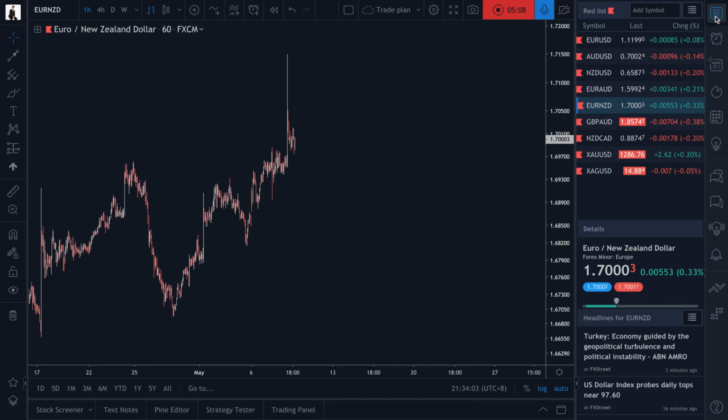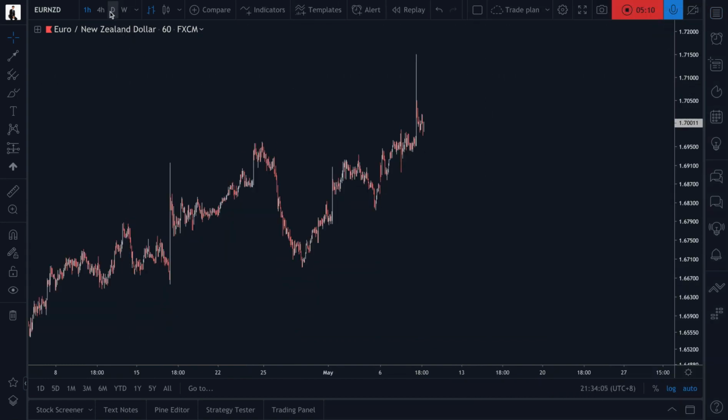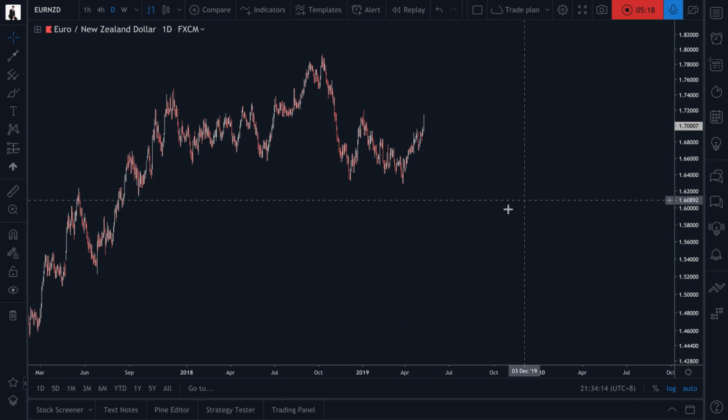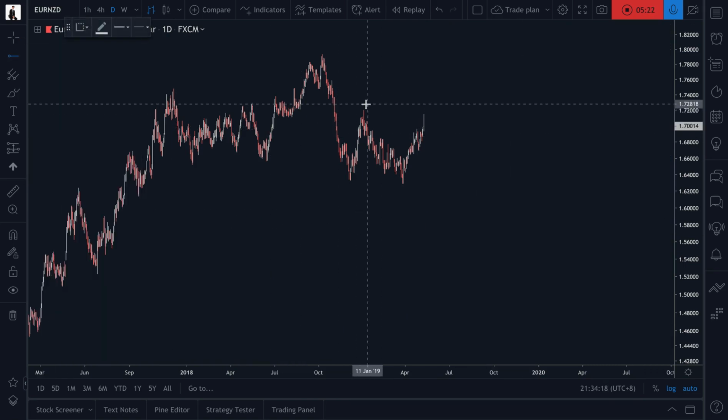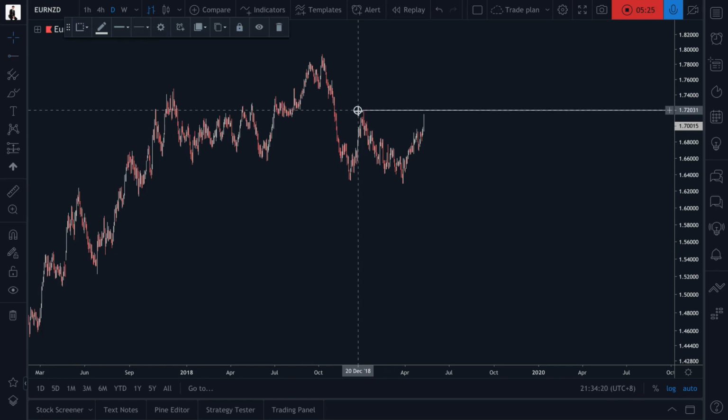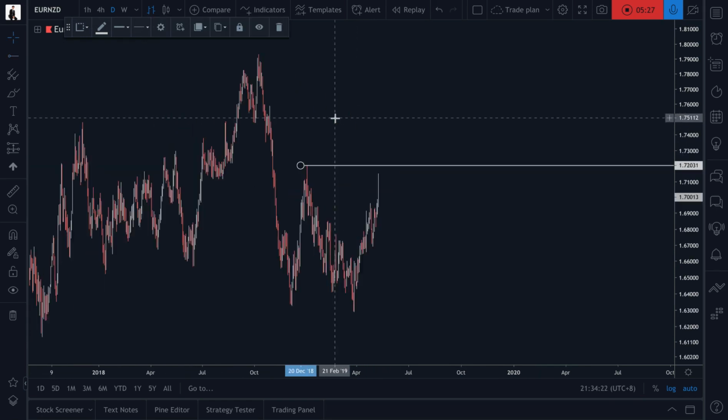In terms of Euro New Zealand, if I bring you to the daily time frame, to give you a better and clearer perspective of this particular pair. If you have been following my sharing for some time, you know that Euro Kiwi we call for long, and we are expecting price to break above the 1.7203.